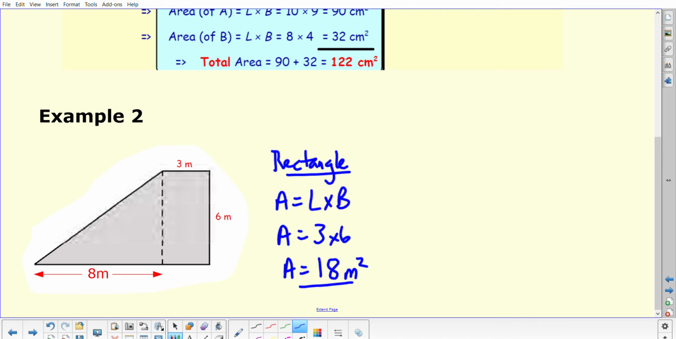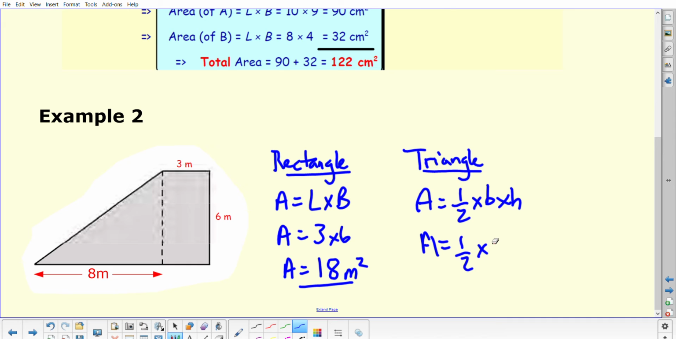For the triangle, you were introduced to the formula for the triangle last week. The area of a triangle is of course half times the base of the triangle times the height. So that would be your 8 metres by 6 metres, the two measurements that you need for that triangle. So your area would be equal to a half times 8 times 6. And you can do 8 times 6 and then half, or you can do a half times 8, which is 4, and then times 6, so 24 square metres.